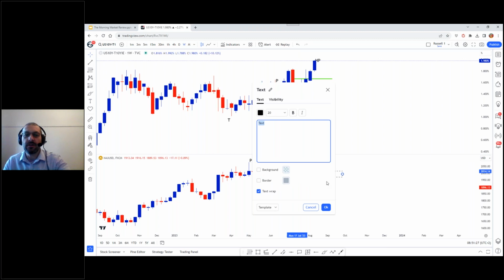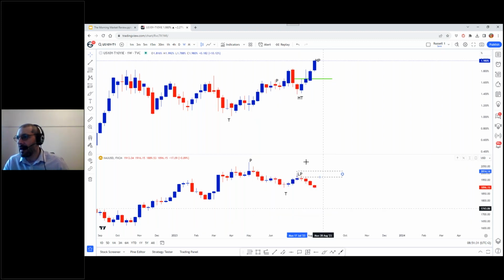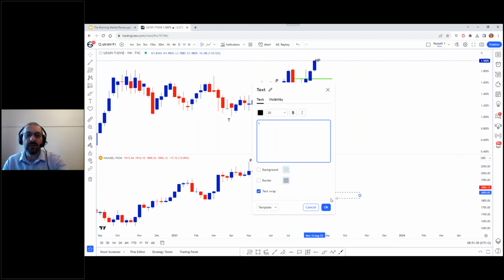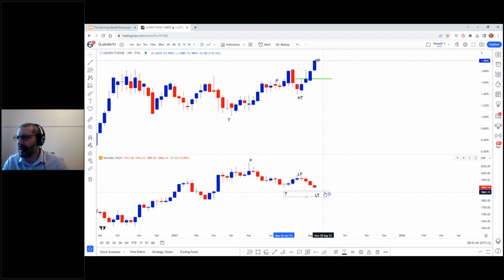Why is there weakness? It's coming from the real yield. So here we've got a lower peak, and this is actually a lower trough. So gold's moved into downtrend. And we explained that again yesterday. Why would the real yield be affecting the precious metal?